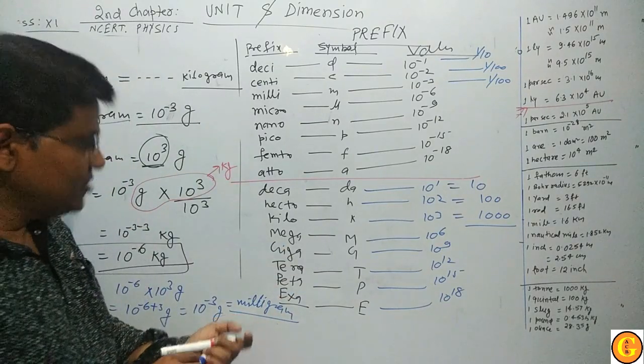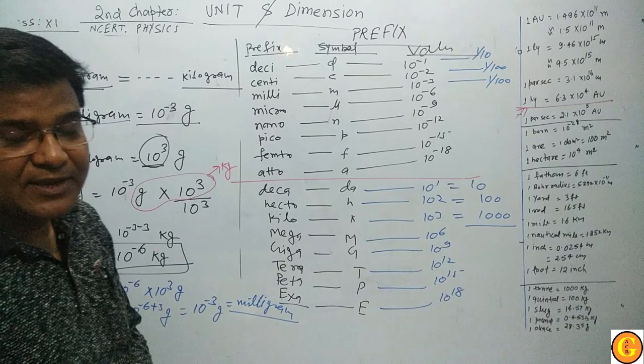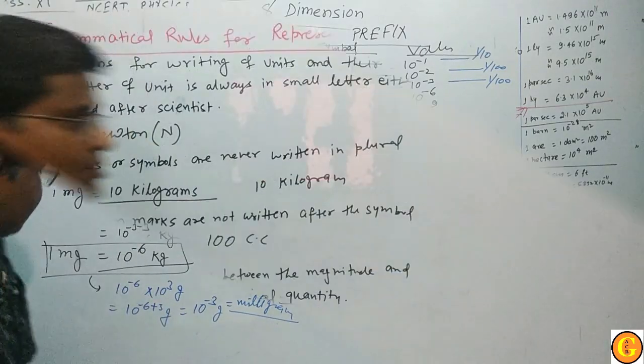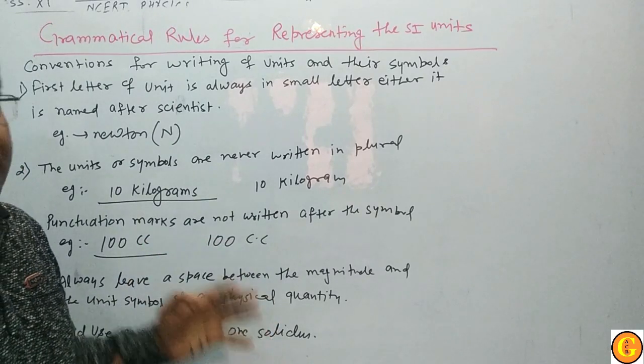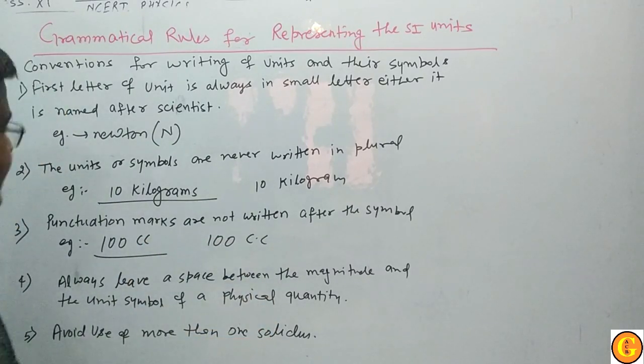And now I am going to start the new topic, dimension. These are a few rules to write units. The first rule is that the first letter of a unit is always a small letter.